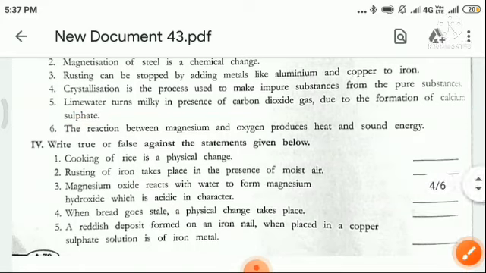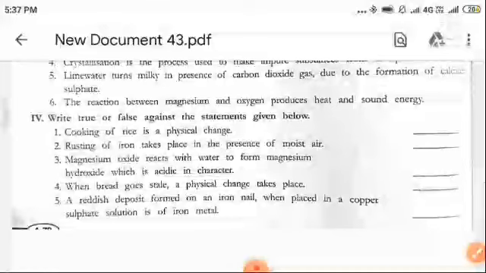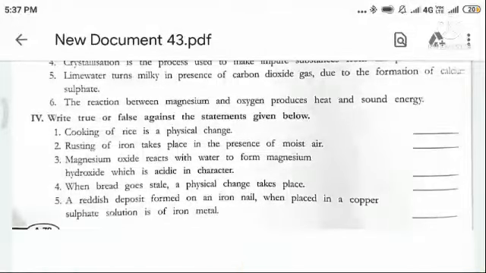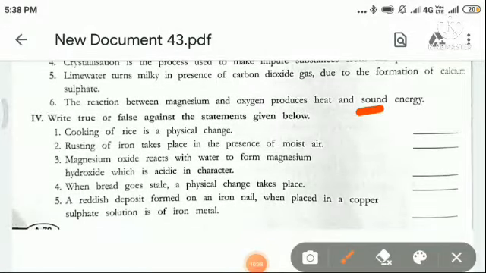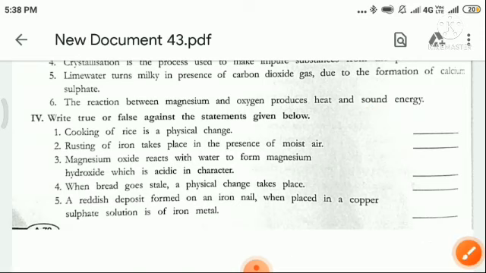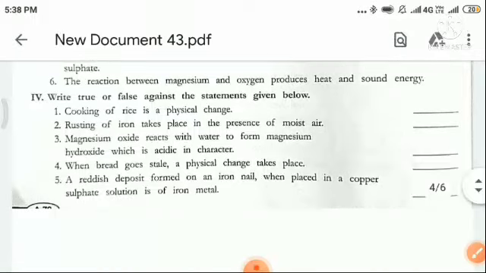So now number 6, the reaction between magnesium and oxygen produces heat and sound energy. So this is wrong, it should be heat and light energy. The reaction between magnesium and oxygen is the example where we saw burning of magnesium ribbon. The magnesium ribbon has magnesium and when burning we add oxygen to it from air. So that is what we saw. We saw that it gives a bright light and we also get heat from the reaction.